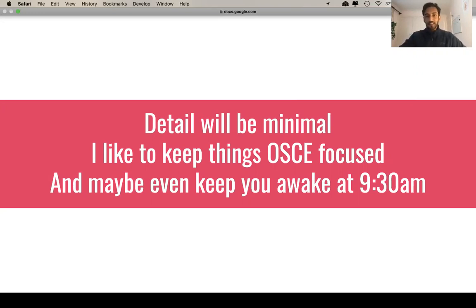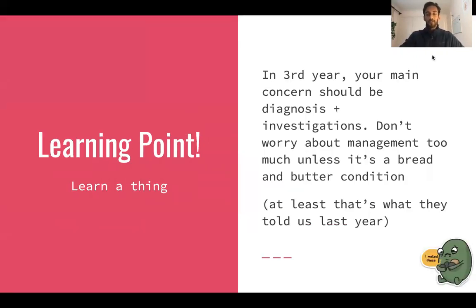So let's go through a couple of things. I'll have a couple of these learning points throughout the presentation, just to keep you guys awake and also make sure that you know some of the important stuff, and some tips and tricks in terms of keeping things relevant for actually performing well in exams.